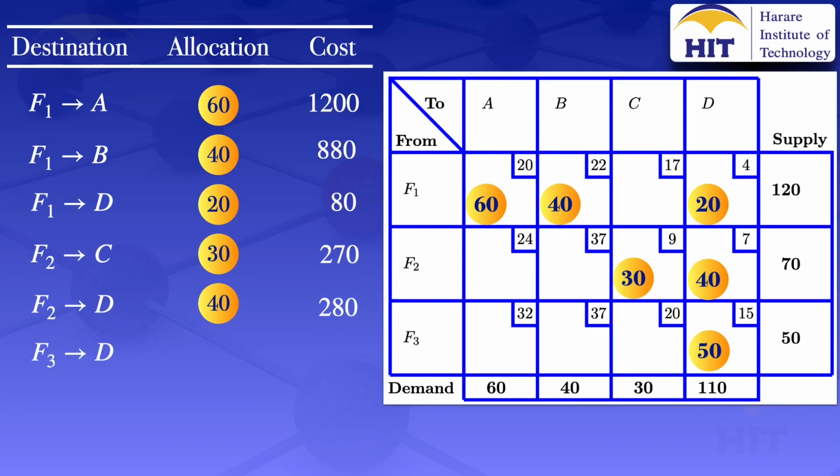From F3 to D, we are allocating 50 units, 50 units at a unit cost of 15, and the cost there will be 50 times 15, which gives us 750. And then I'll go on and add those costs. The cost there will be 3,460. So that's the optimal solution, which we obtained using the stepping stone method.